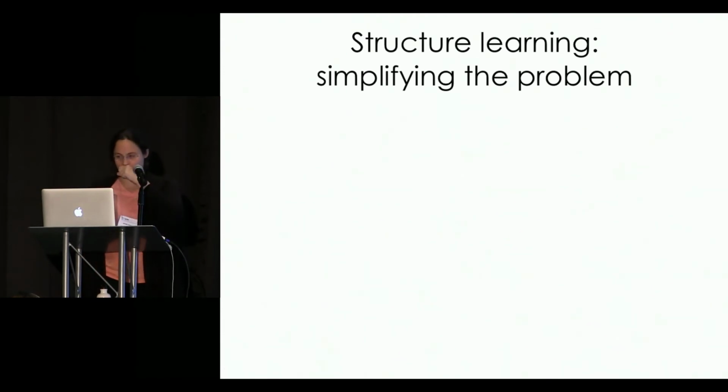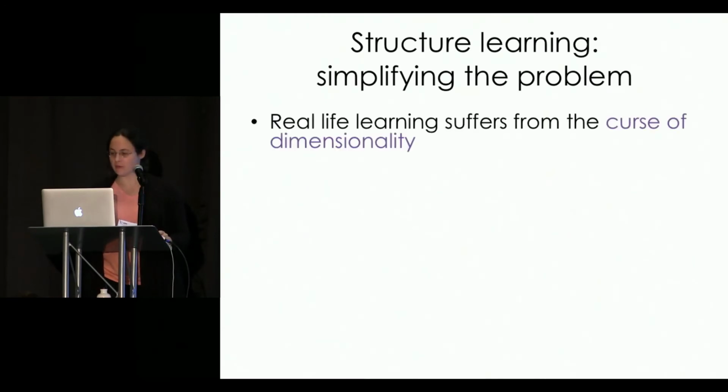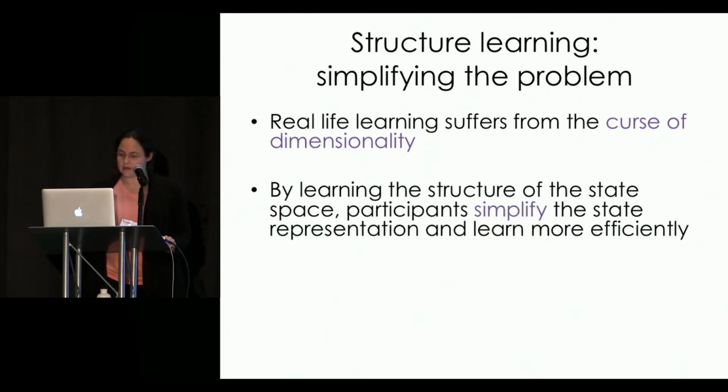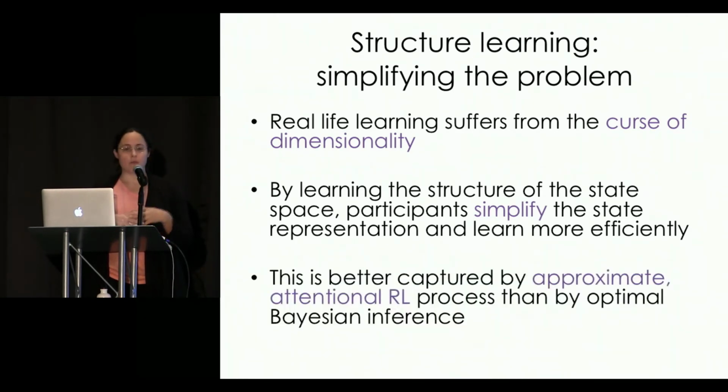Okay, so in this case, structural learning is about creating a state space that will simplify the problem to allow mitigating the curse of dimensionality, and participants are able to do that, to simplify the state space, the state representation, and learn more efficiently. So represent the structure of the state space better. And that this seems to be captured much better by an approximate reinforcement learning process rather than an optimal Bayesian inference process. Any questions so far?